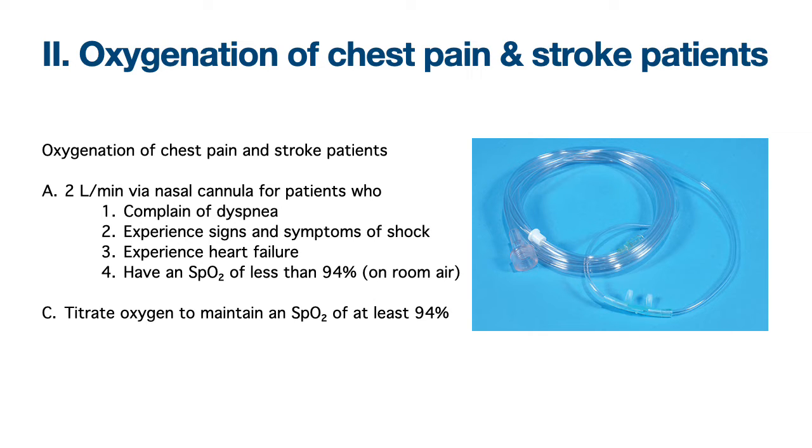Oxygenation of chest pain and stroke patients. 2 liters of oxygen per minute via nasal cannula should be administered for patients who complain of dyspnea, experience signs and symptoms of shock, experience heart failure, and have an SpO2 of less than 94% on room air. Titrate oxygen to maintain an SpO2 of at least 94%.